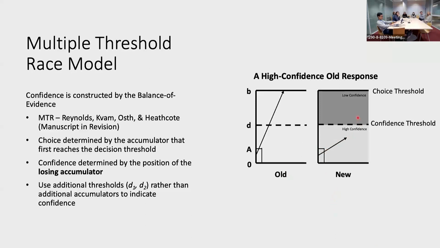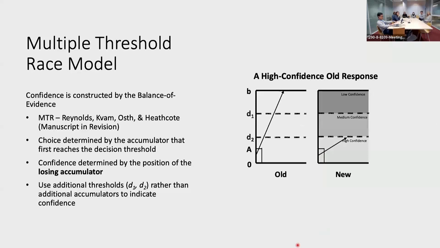If the losing accumulator has not reached the confidence threshold, then we say it's a high confidence response because we have a large difference in evidence. If the losing accumulator has already crossed the confidence threshold, then we say it's a low confidence response. The model is simpler than the confidence accumulator model in the sense that to account for a higher number of confidence options, we don't need to include additional accumulators. Instead, we can just add more confidence thresholds.